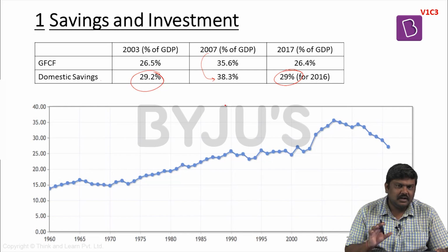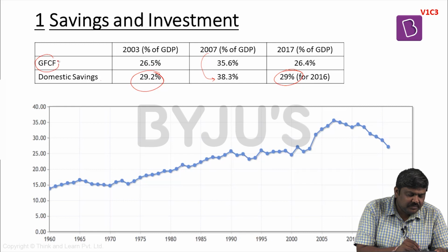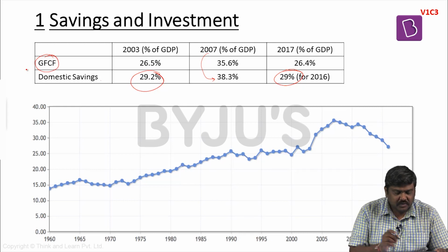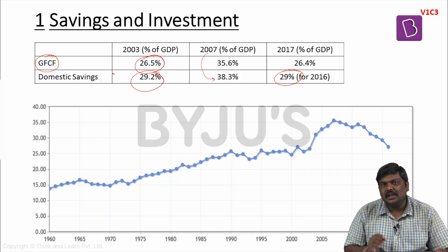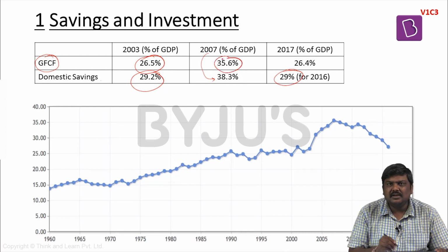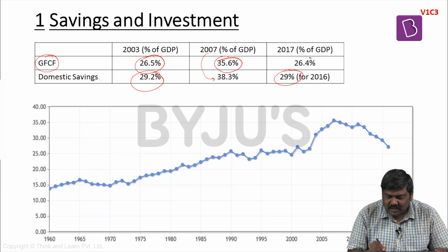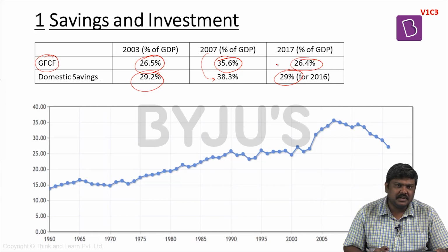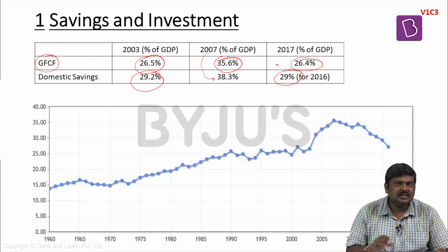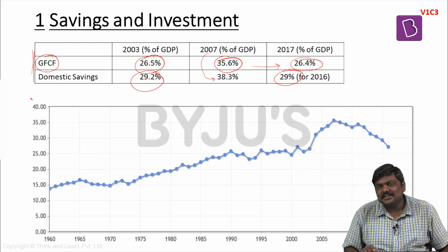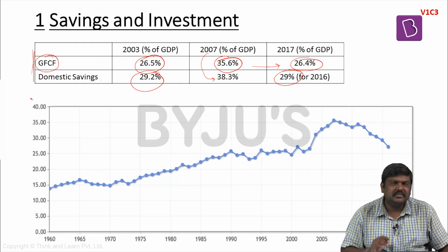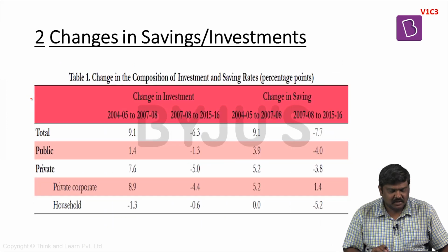for the Government of India. Not only this, even the GFCF, that is gross fixed capital formation, which was 26.5% of GDP in 2003, peaked at 35.6% in 2007, and from 2012 it started declining, and by 2017 it had declined to 26.4%. That is, in the last 11 years, there has been more than 8% decline in both GFCF as well as domestic savings. Now, which are the sectors because of which these savings as well as investments have declined?